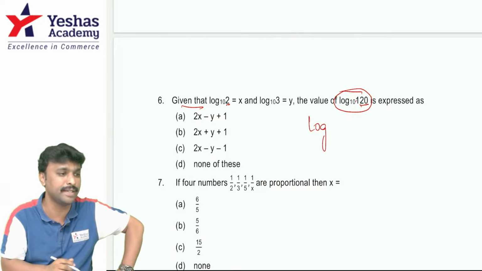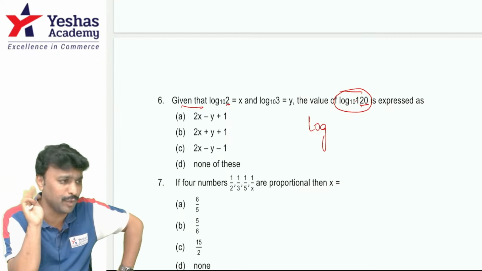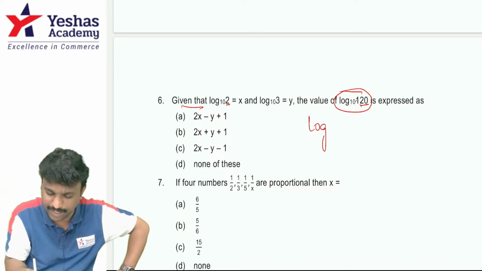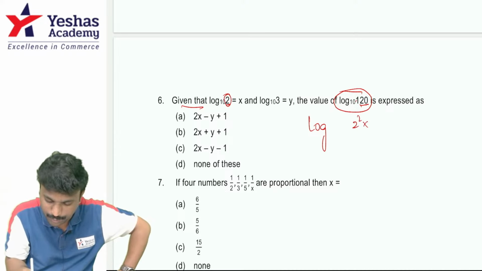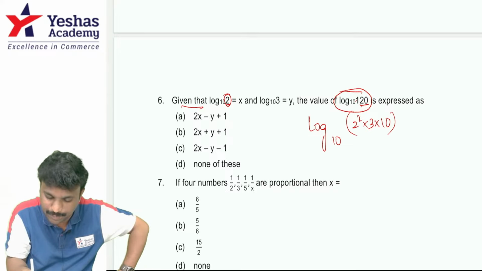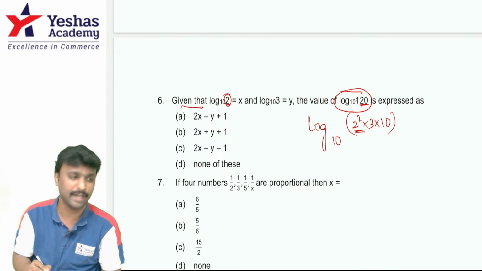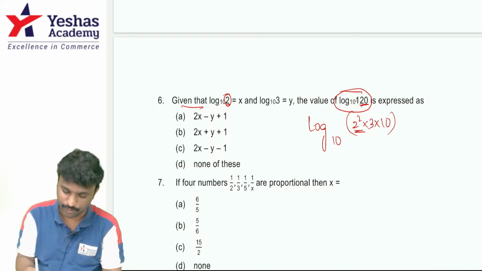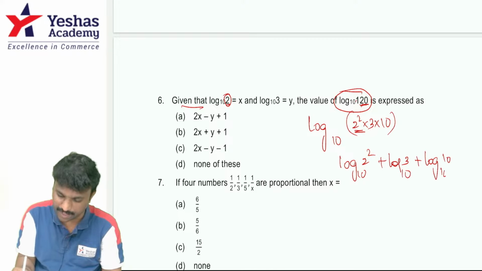So 120 is 4 into 3 into 10. Yes or no? 4 3s are 12. So 12 into 10 is 120, but 4 into 3 into 10 it is. But 4 can be written as 2 square into 3. This is 12 into 10 to the base 10. So we have to express 120 in the form of 2 and 3s. Now, you know the fact that the product becomes sum. So the first term, log 2 square to the base 10 plus log 3 to the base 10 plus log 10 to the base 10.